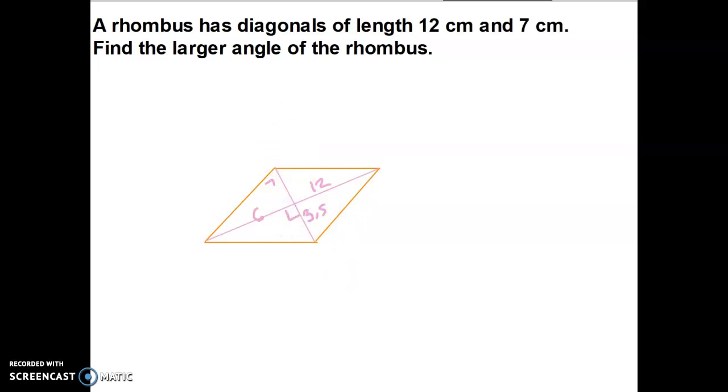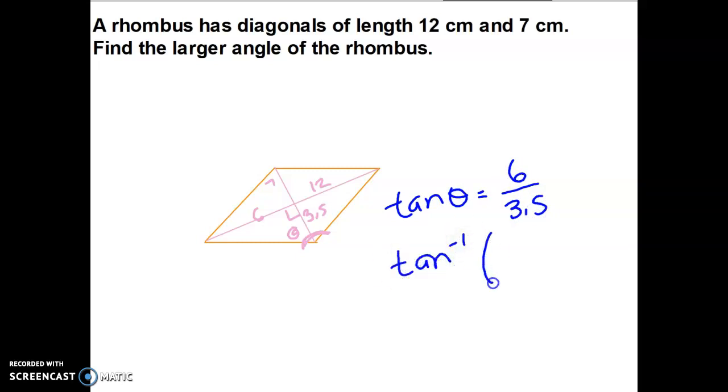I'm trying to find the larger angle of the rhombus, which is this one. Okay, but just like before, I can only see half of it here. So I'm going to call this half theta. All right, and now let's see what we can do. For my angle theta, I have the opposite and I have the adjacent, so that's going to be tangent. Tangent of theta equals opposite over adjacent. So I'm going to use inverse tangent. Right, and that's going to give me the angle theta that I have there. So let me type that in my calculator.